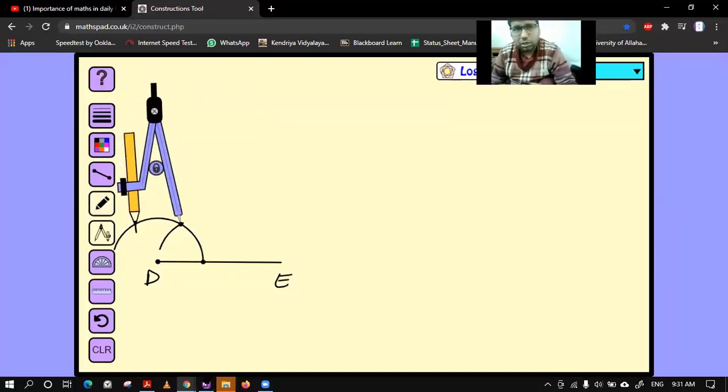Sir, how can we use it? You just have to open mathspad.co.uk on the website. You can just type and you will get it.